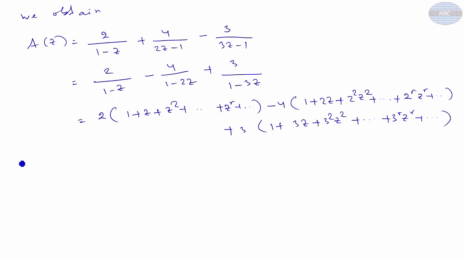Okay, so we have the final value. So a_r can be written as the final answer, 2 into, so the corresponding solution for the general term is 1 to the power r, minus 4 into 2 to the power r, just write down the rth term only, minus 3 into 3 to the power r. Okay, which can be written as a_r is equal to 2 minus 2 into 2 to the power r plus 2, because 4 is 2 square, and minus 3 to the power r plus 1. Okay, so this is the final answer we have.